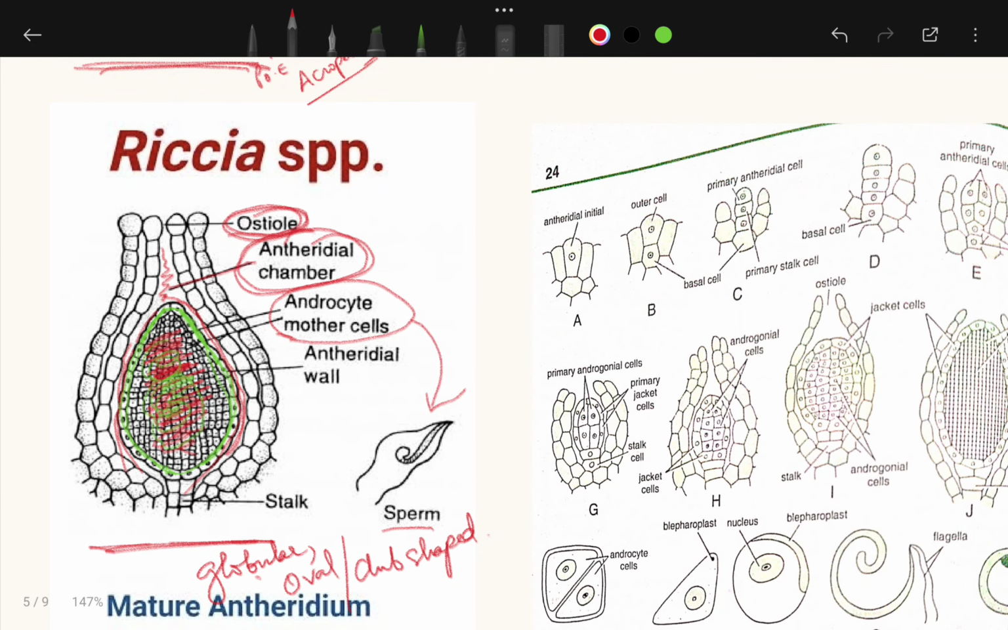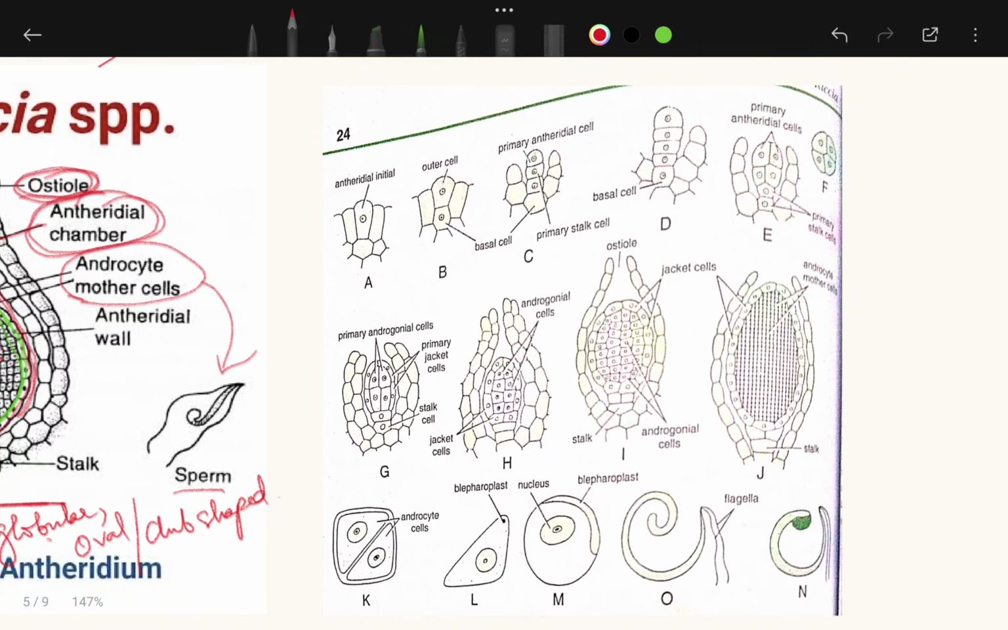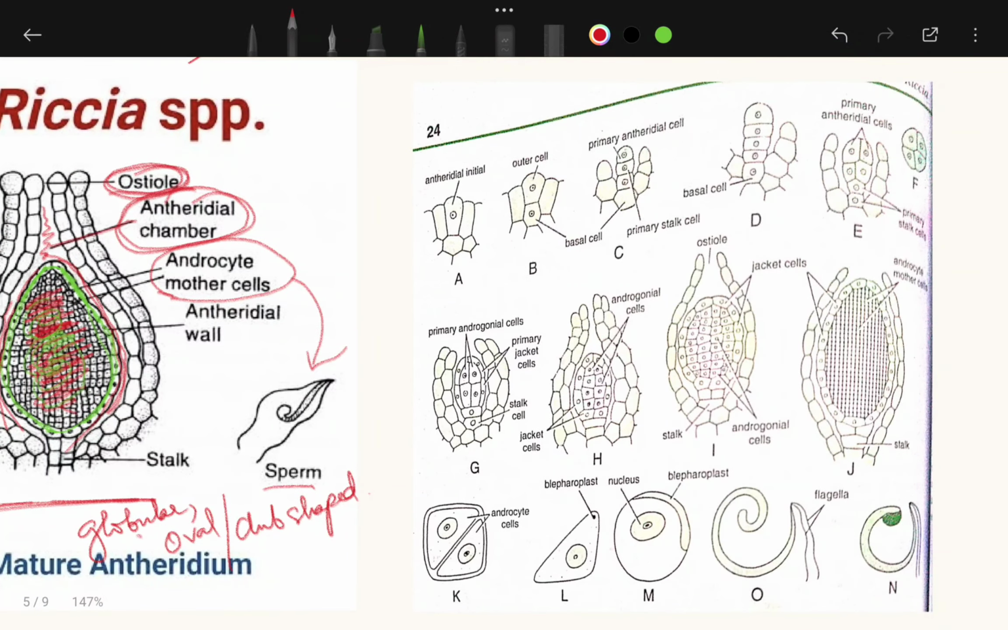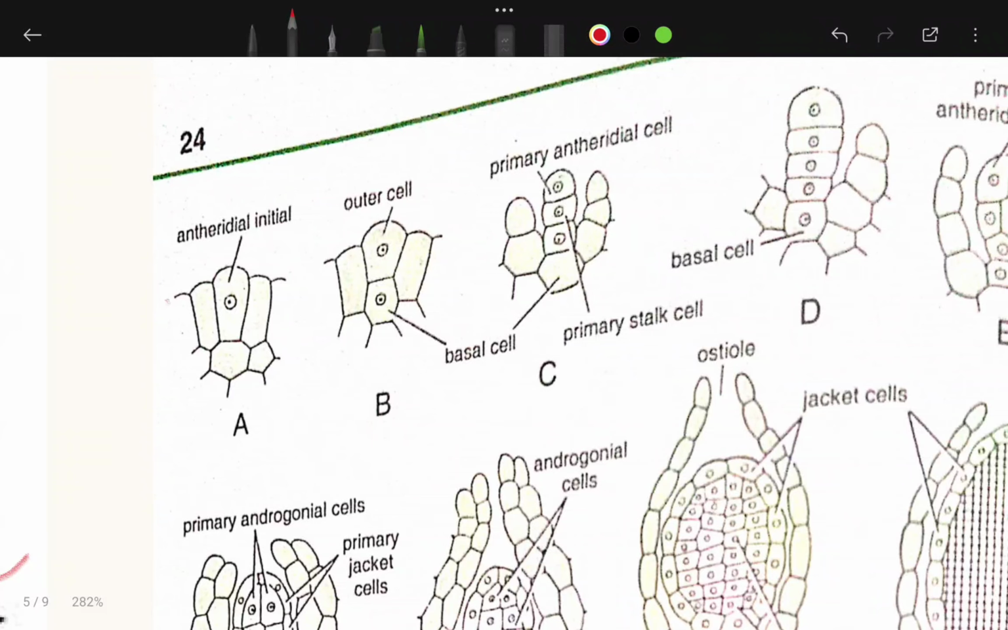Alright, now let's study the development of antheridium. So this male sex organ antheridium is present on the dorsal side of the plant body. So on the dorsal surface there will be a cell that is somewhat larger in size compared to other cells, and this cell is known as the antheridial initial. This cell is also larger than other cells. It will have a dense cytoplasm. Alright, now what will happen to this antheridial cell is that it will undergo one transverse division.